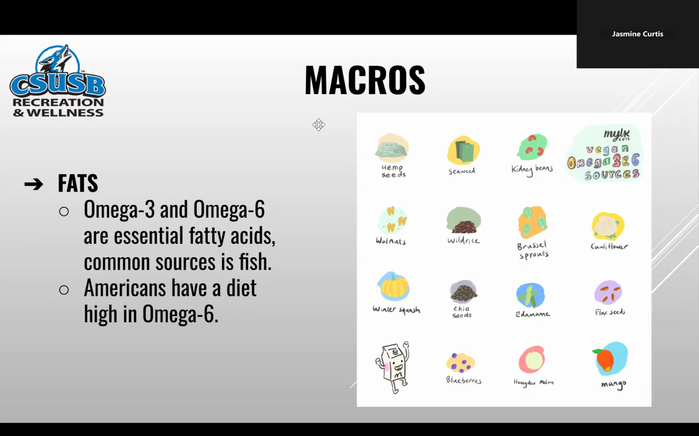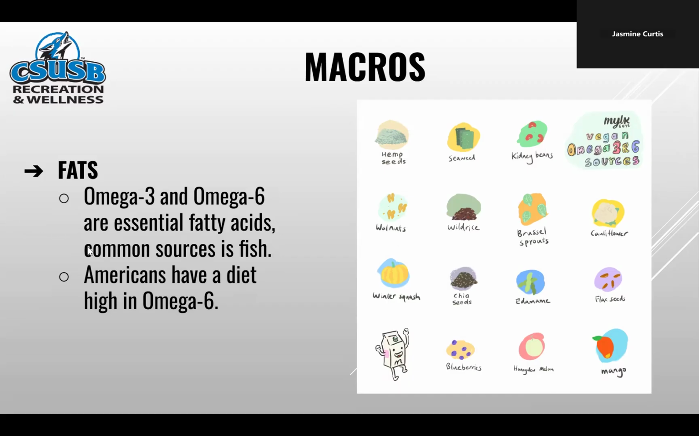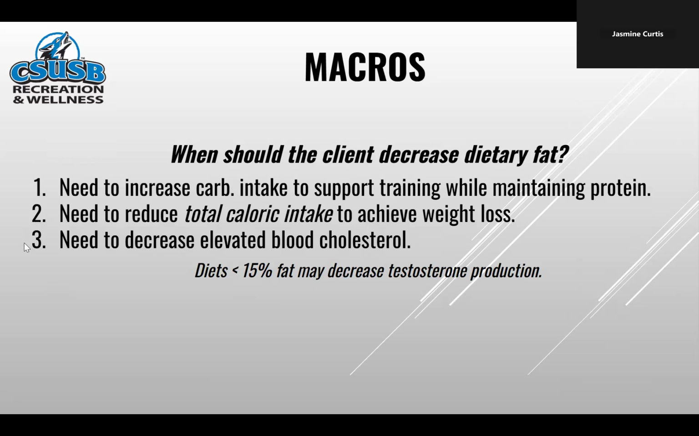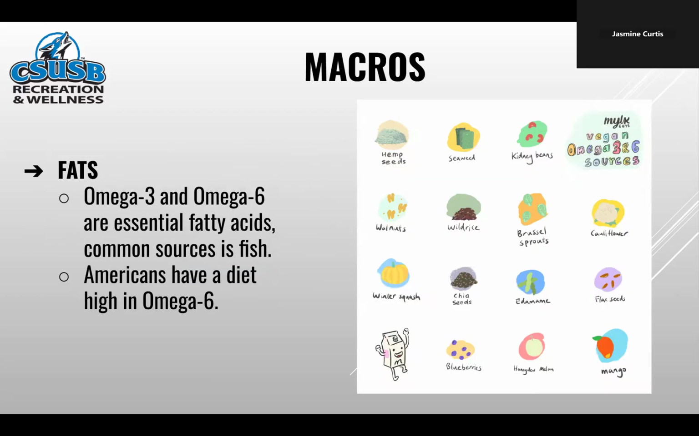America has a high diet in omega-6 just because of the food that's around. There also are some vegan omega-3 and omega-6 sources that you can see on the slide: hemp seeds, seaweed, kidney beans, Brussels sprouts, walnuts, wild rice. We have to make sure that we're eating the right amount so that we get the omega-3s and omega-6s that we're going for if we're using different types of sources than fish. There's also pills as well, but we want to remember that before we take a supplement, we try to eat the real food.